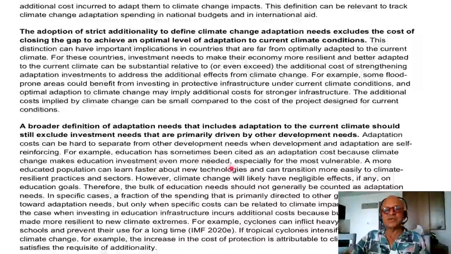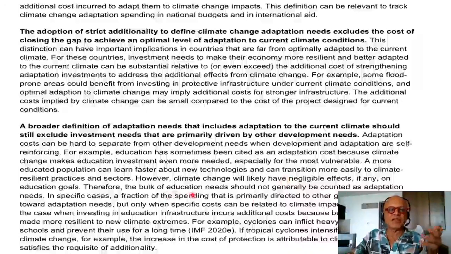For example, education has sometimes been cited as an adaptation cost because climate change makes education investments even more needed, especially for the most vulnerable. And we know that vulnerability is reduced in places like India to climate hazards when women are educated, because then they are better at assimilating early warnings and taking action to protect their family and property, etc.